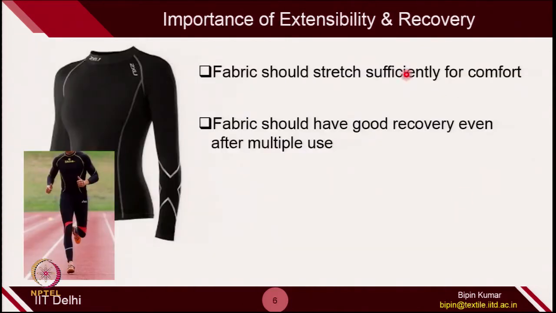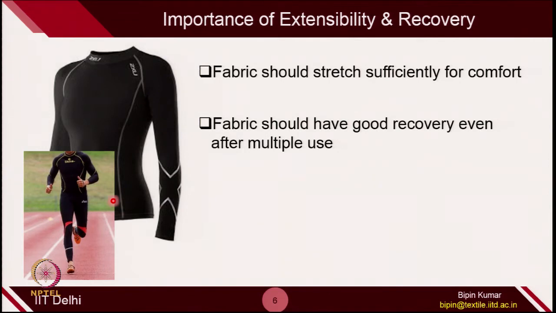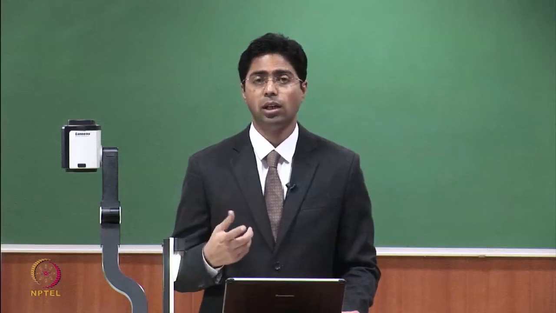Again, if you see these two properties, especially extensibility and recovery, they are very important from the application point of view, because in reality we use these fabrics multiple times. Especially in sports garments, knitted fabric is mostly used, and you might have seen the fabric is stretched in multiple directions. It is always in loading whenever we do any kind of hand movement. The first criterion is extensibility, because the fabric should stretch sufficiently. If the fabric is extremely tight, it will not add comfort to you during movement. So, we should have sufficient extensibility in the fabric so that it can assist the movement.